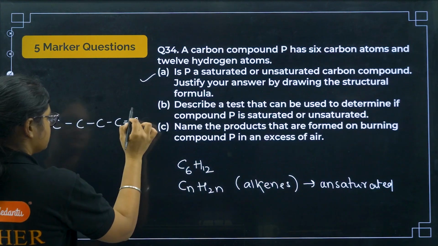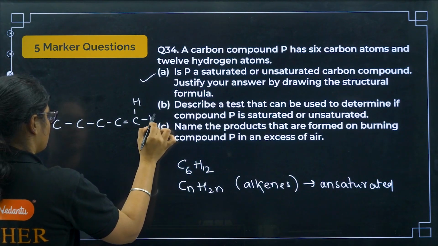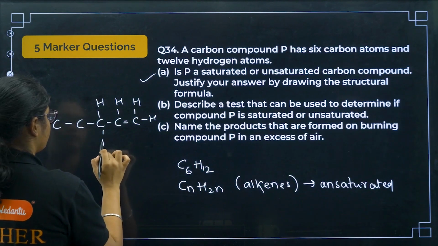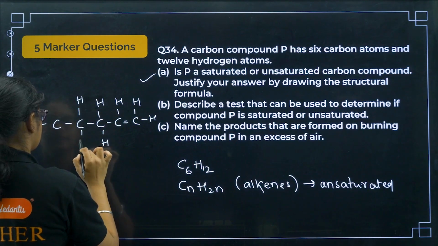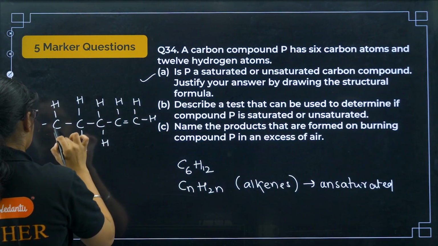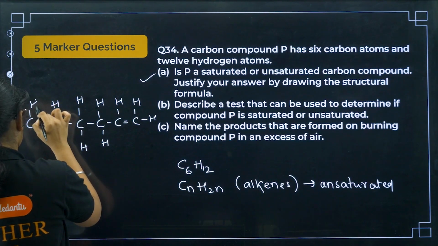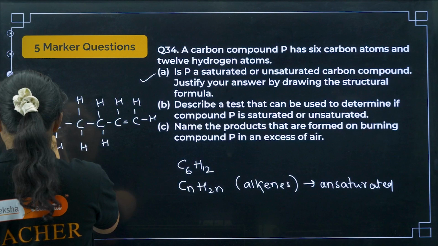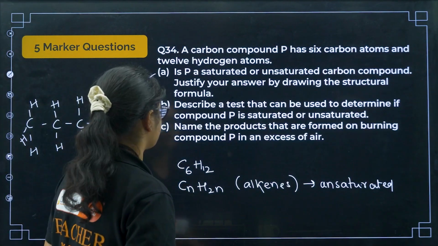So we have this: 1 2 3 4 5 6 7 8 9 10 11 12. Okay, so that is the structural formula.